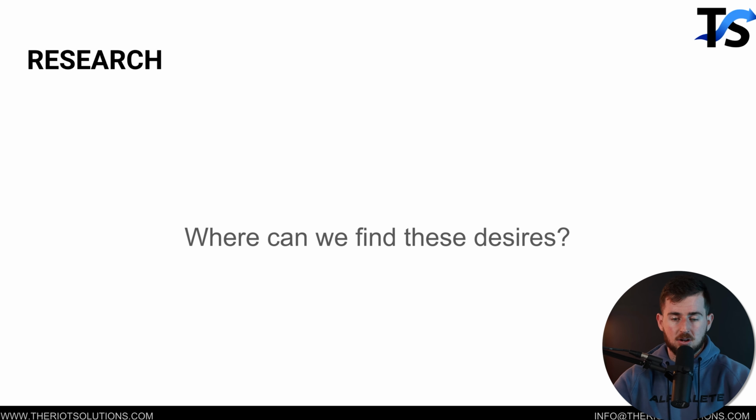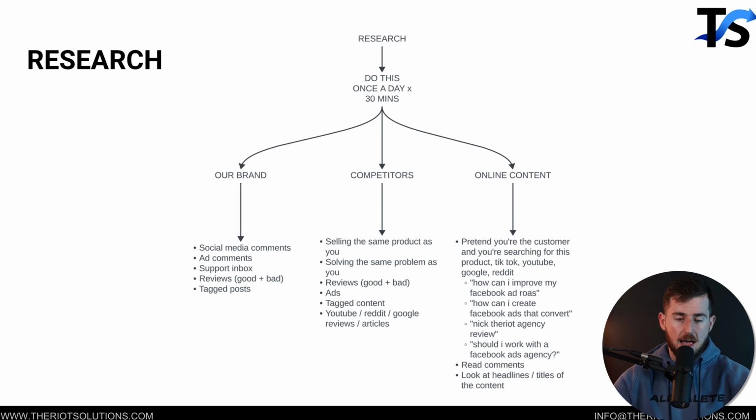Now, where do you find all of these key things? This all comes from research, and this is where you can find the desires. There are a couple different ways to do it. I go through all of these, but at a high level, you want to research 30 minutes a day. You want to look at your brand, competitors, and online content.